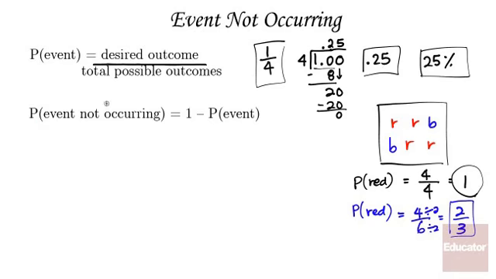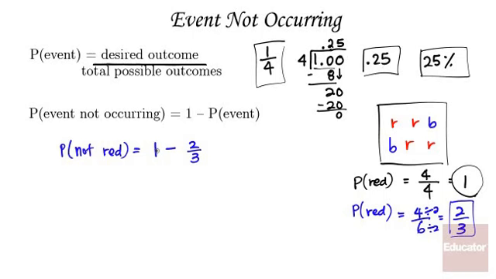Now I want to find the probability of it not being red. So, the event not occurring. The probability of not red, I'm going to take the whole thing, which is 1, and subtract from it the event occurring, 2 over 3. So it's like finding the leftovers. From the whole thing, if I take away this much, which is the actual probability of the event occurring, then it's like I'm finding what's left over.